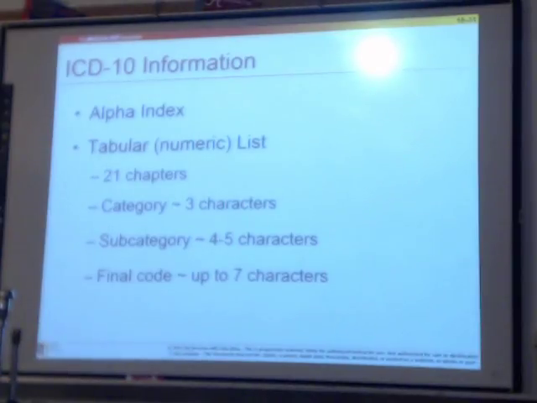It has the same alphabetic index. It has a tabular list with 21 chapters. It has three category chapters. Chapter 3 is categories, chapters 4 and 5 are subcategories, and up to 7 characters for final codes. So it's going to have multiple characters sometimes, depending on what you're looking for.